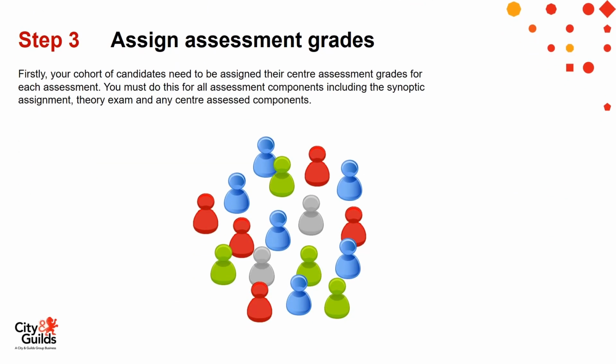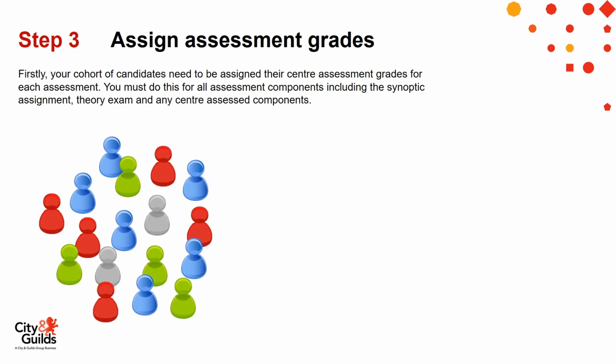Step 3 is assigning assessment grades. Firstly, your cohort of candidates needs to be assigned their centre assessment grade for each assessment. You must do this for all assessment components, including the synoptic assignment, theory exam, and any other centre assessed components. Using the simplified example on screen, we have a cohort of 17 candidates. Let's assume we're looking at their synoptic assignment.